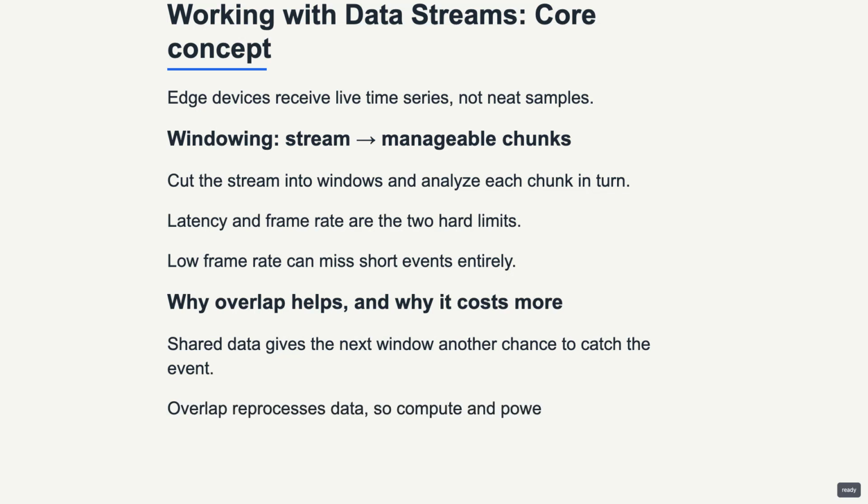The price is extra workload. On a constrained device, repeated processing means more compute and often more power use. So overlap has to be chosen deliberately rather than treated as free insurance.